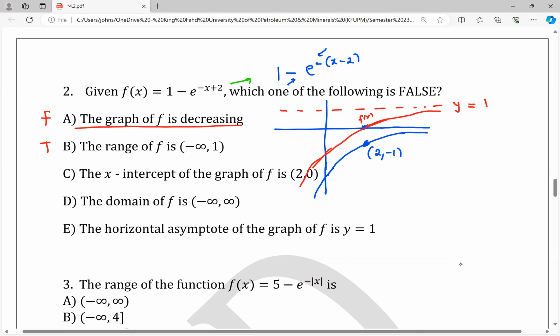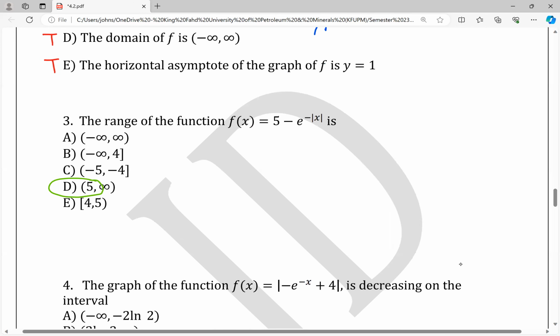This one is true. The x-intercept of the graph is 2, 0. Yes, because remember, this is 2, minus 1. When you move up 1 unit it becomes 2, 0. So this is also true. The domain is also true, minus infinity to infinity. The horizontal asymptote is y equals 1, which is true. So only A is false, because this graph, as you can see, is going to increase.